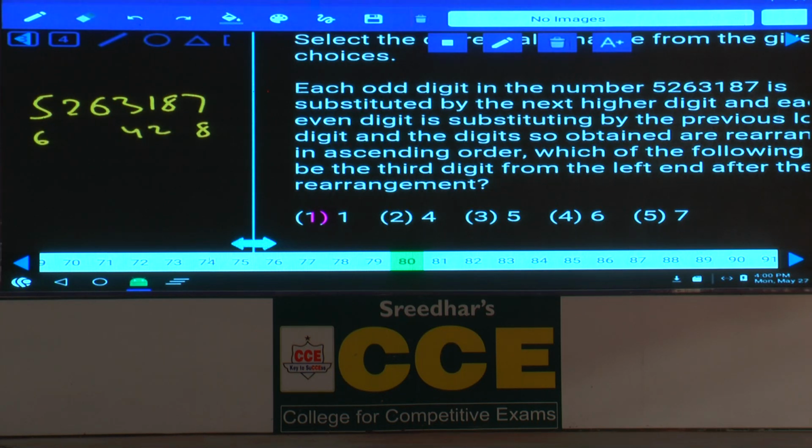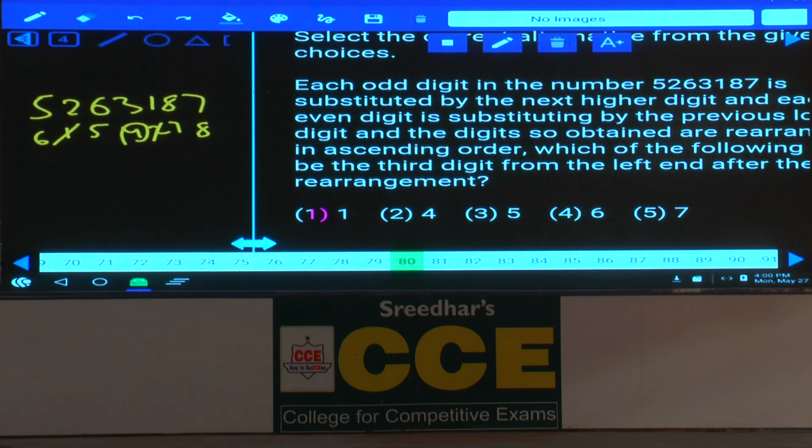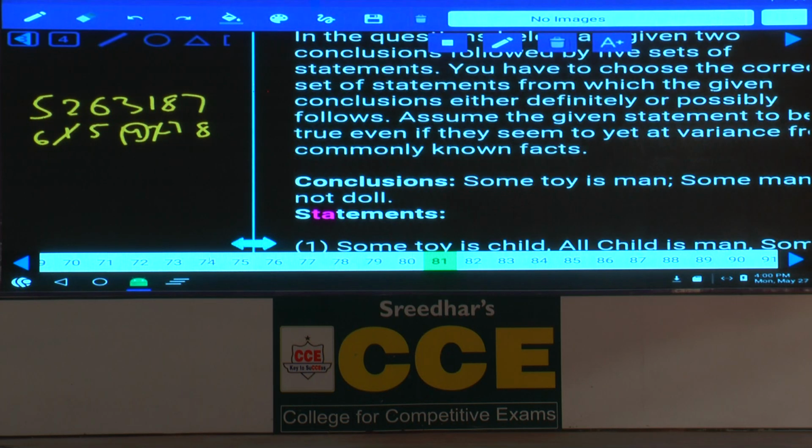And each even digit is substituted by the previous lower digit. Substituting the previous means this will be 1, this will be 5, this will be 7. Then which of the following will be the third digit from the left hand? Third digit, so rearrange in ascending order. Ascending order means the least one is 1, next one is 2, next one will be 4. 4 is the answer, choice 2. Done with this?